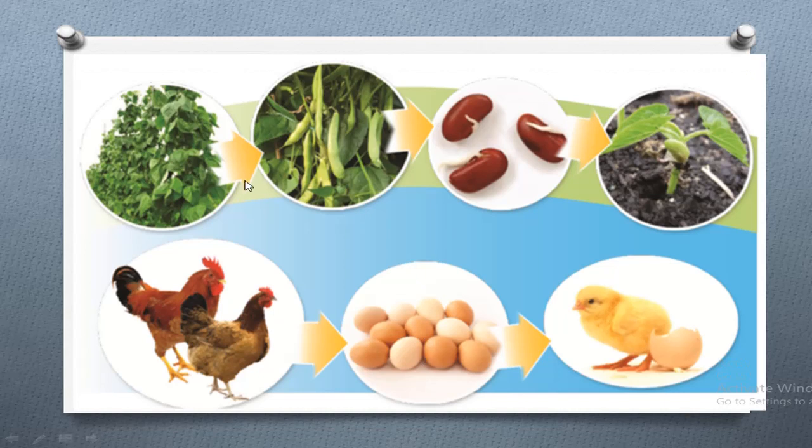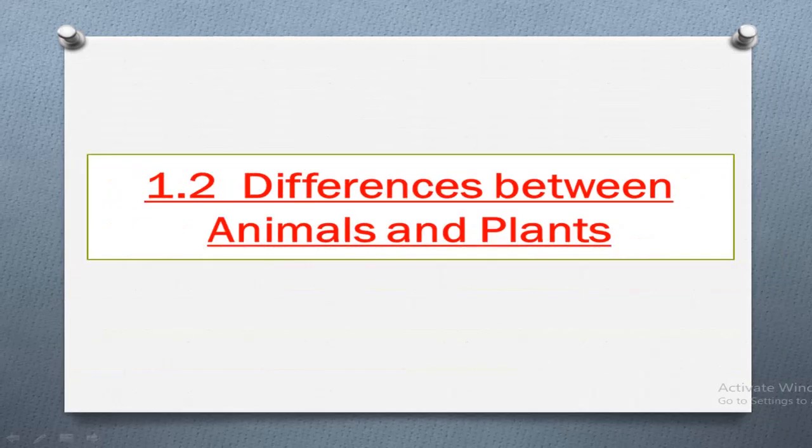Reproduction. Right. These pictures represent the reproduction of plants and the reproduction of animals. Then we will go to learn about differences between animals and plants.